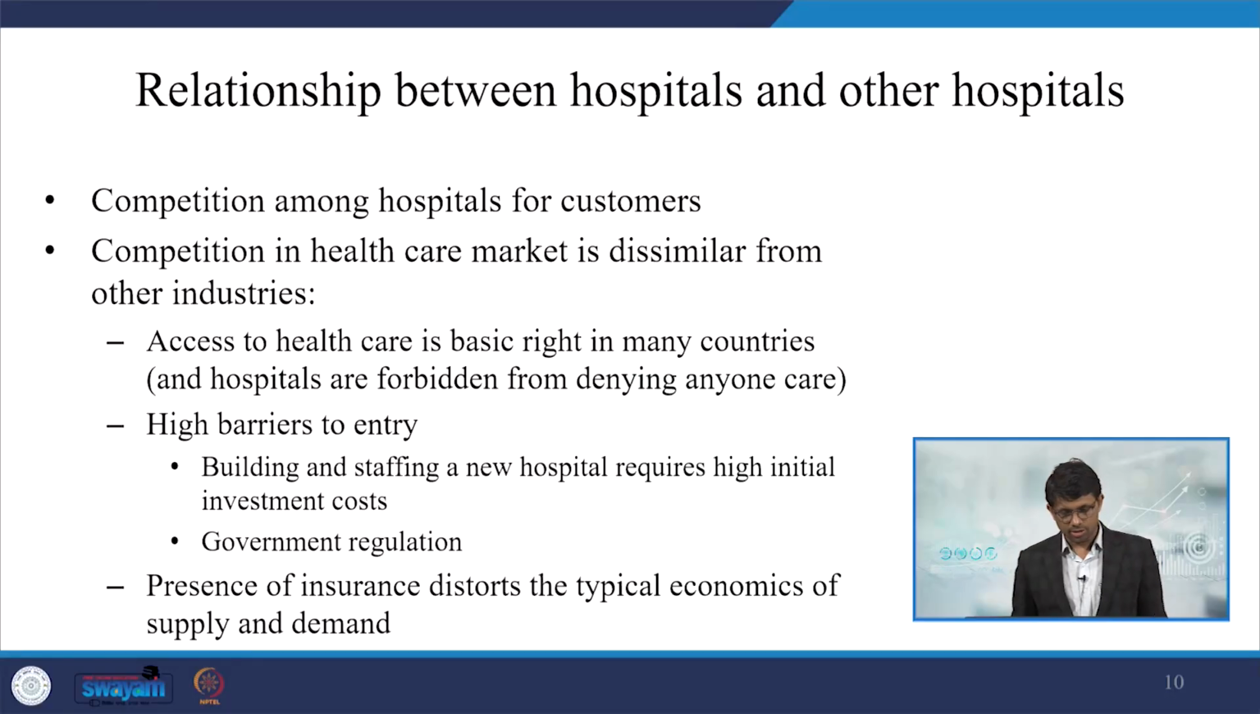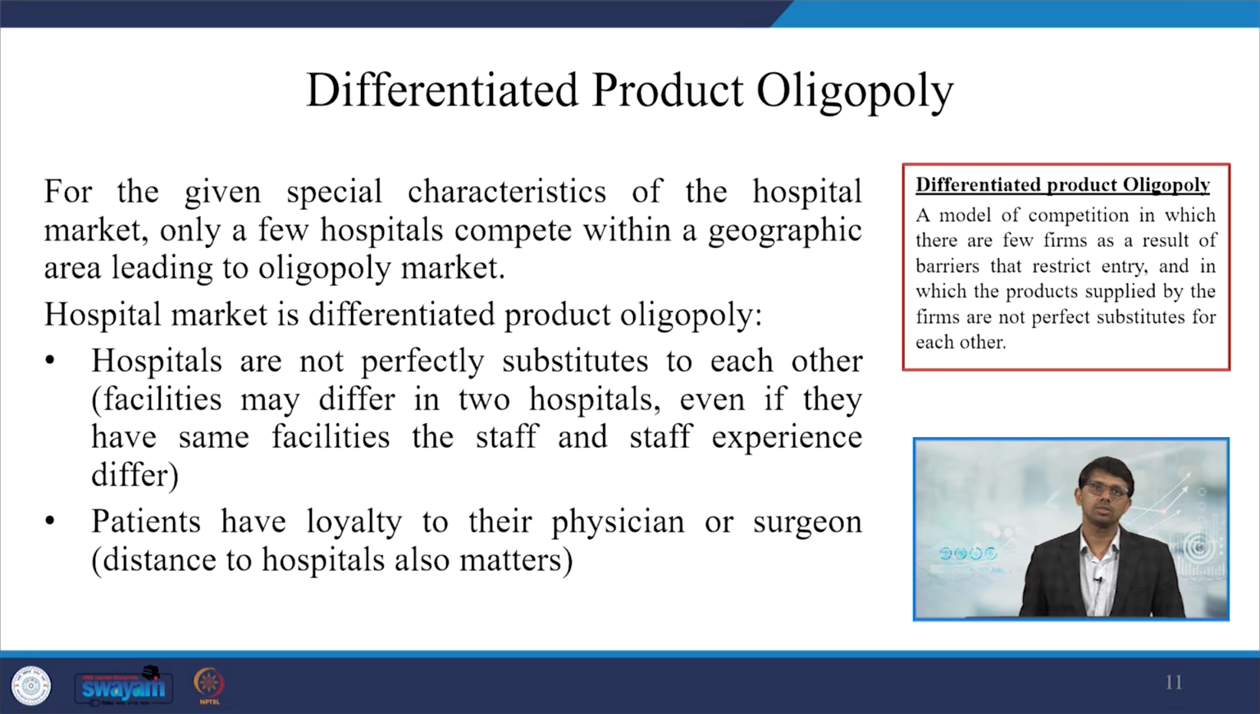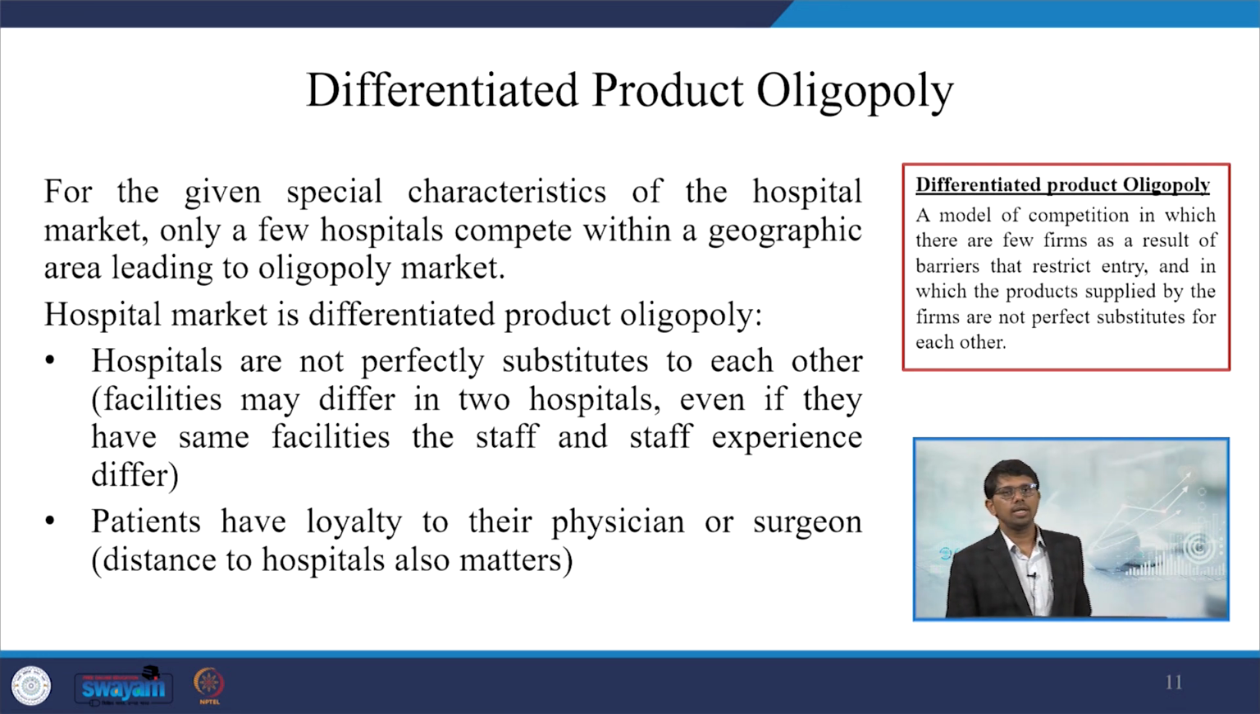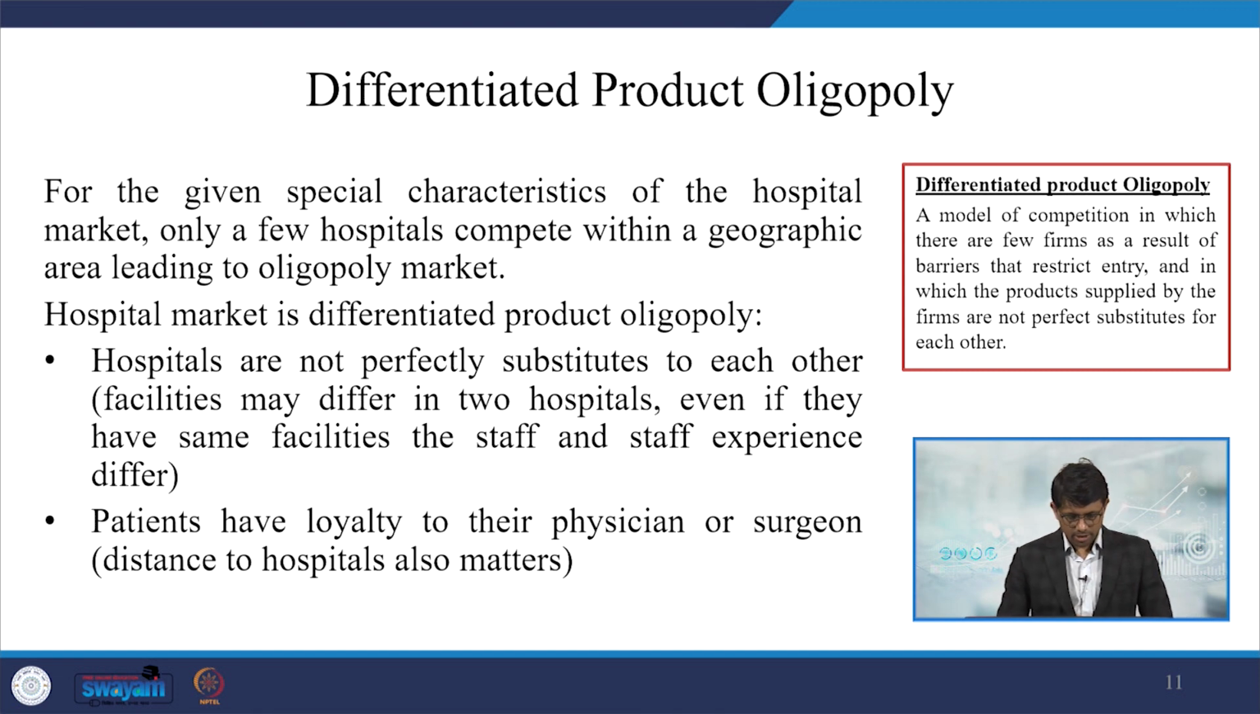Another important direction in the relations between hospitals is the presence of insurance, which distorts the typical economics of supply and demand. We will discuss all these things one by one. As I already discussed from the very beginning of this lecture, it is about the formation of the market, called differentiated product oligopoly. Given the special characteristics of the hospital market, only a few hospitals compete within a geographic area, which leads to the possibility of an oligopoly market. The hospital market is a differentiated product oligopoly.